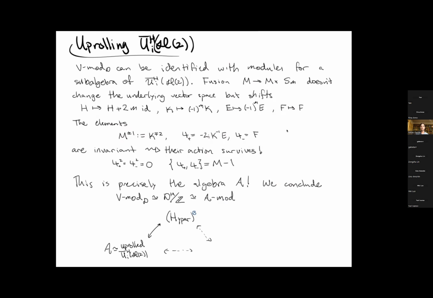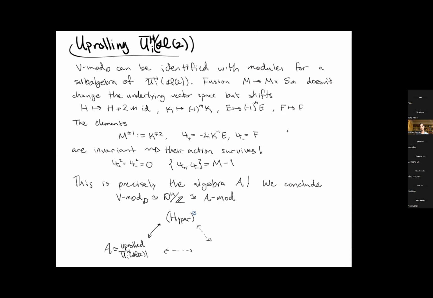Translating the relations of U_i sl2 to this new set of elements, psi plus, psi minus, and m, we get this algebra A that we were talking about the entire time, or at least for the last few minutes. So what we are able to conclude from this analysis is that V mod sub D, the category of V modules inside of D modules, which was identified with this D equivariantization before, is the same as that category of A modules that we were able to land on by Koszul dualizing that category of matrix factorizations.